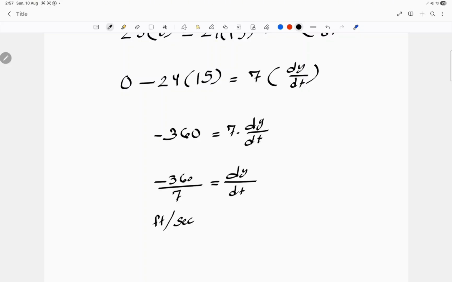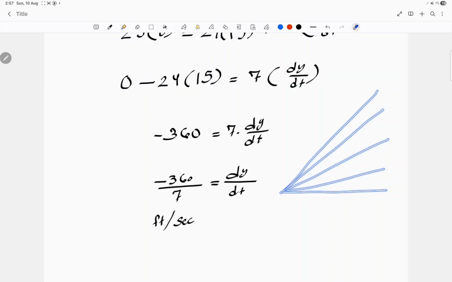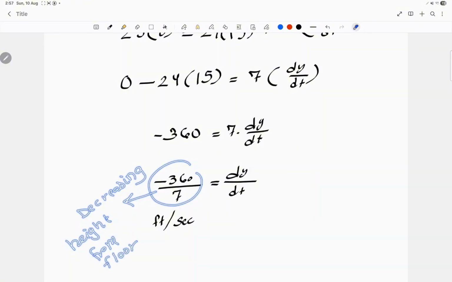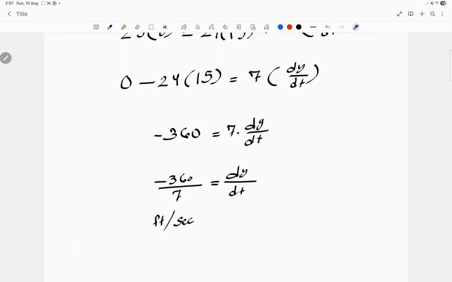Because it's decreasing. The ladder was like this, now it's becoming like this, then like this, like this. So it's decreasing in the height from the floor, right? So this negative means decreasing height from the floor. Okay, excellent. We got the question right with your help. Next question.